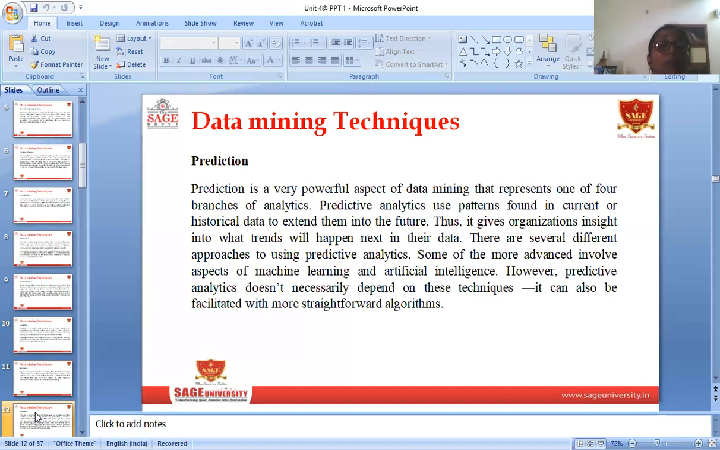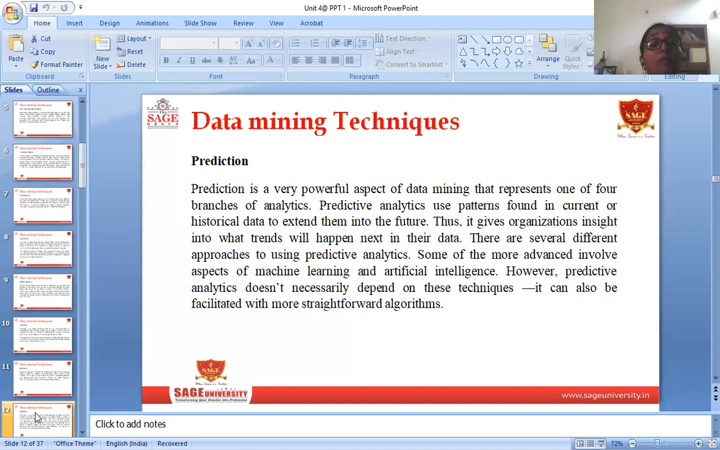Predictions. It is also a data mining technique. Prediction is a very powerful aspect of data mining that represents a branch of analytics. Predictive analysts use patterns found in current or historical data to extend them into the future. Thus, it gives organizations insight into what trends will happen next in their data.